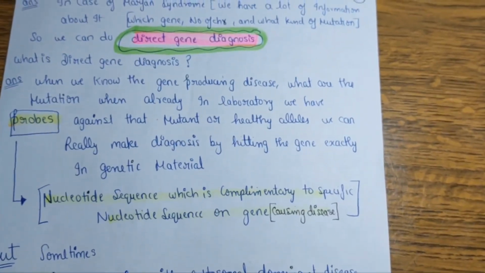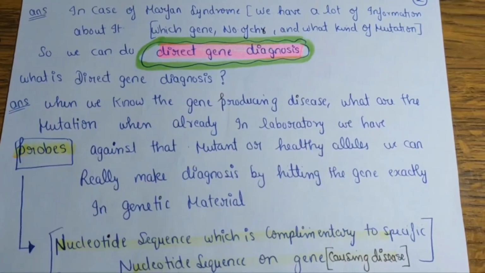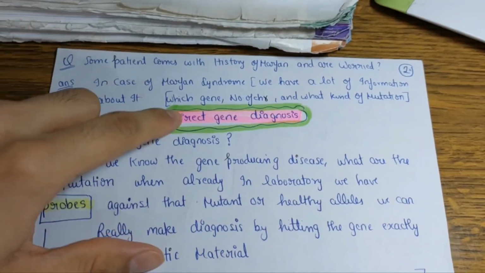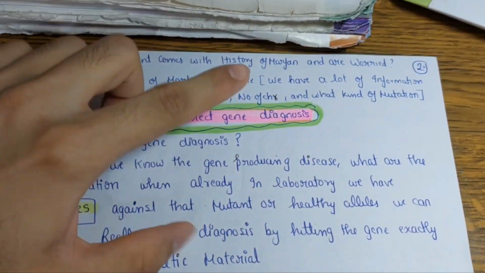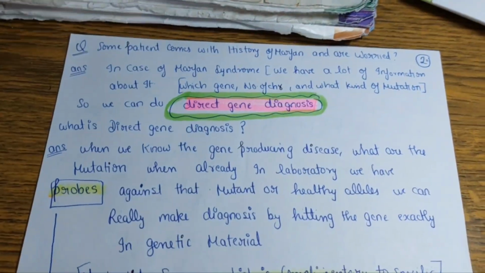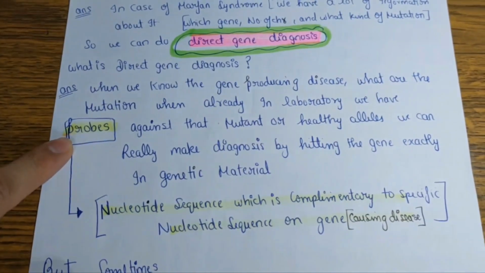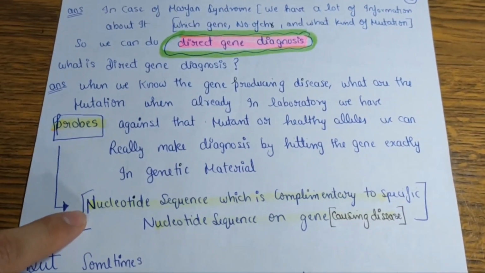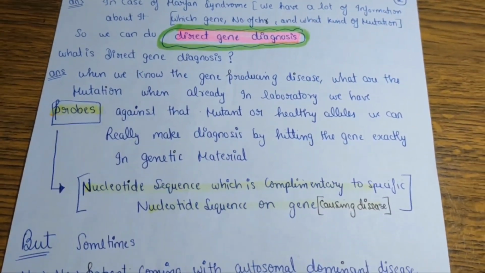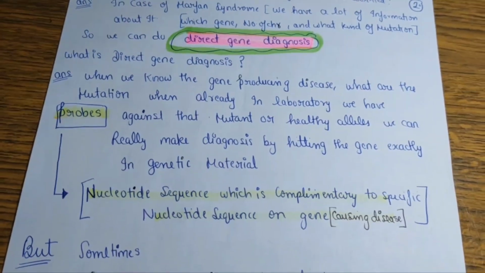So what is direct gene diagnosis? In direct gene diagnosis, if we know the gene which causes the disease, on which chromosome that gene is present, and what kind of mutation it is, in the laboratory we can make probes. Probes are basically nucleotide sequences which are complementary to a specific nucleotide sequence present on a gene. So what does this mean?